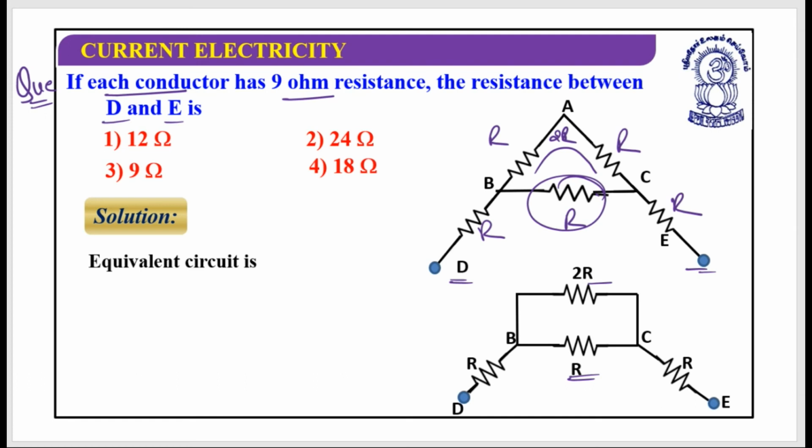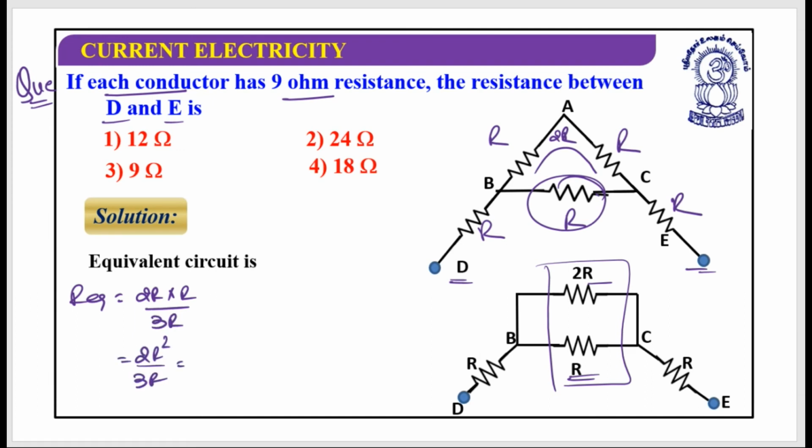So first let's find the equivalent of these two. R equivalent is 2R multiplied by R divided by 3R, which is 2R squared by 3R, which should be 2R by 3. Yes, it is 2R by 3.